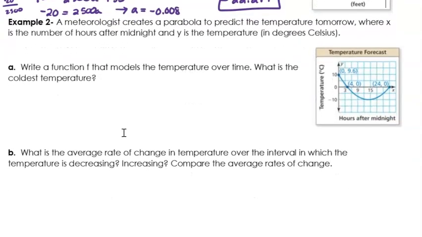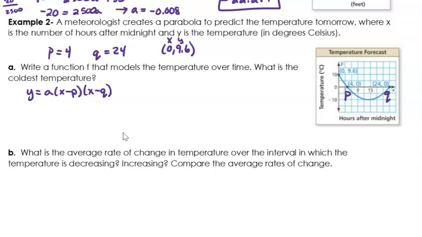Okay, on this problem, a meteorologist creates a parabola to predict the temperature tomorrow. Okay, x is the number of hours after midnight, and y is the temperature in degrees Celsius. So if you see here, we have the x-intercepts, so they are p and q. So p is 4, q is 24, and the other point that they give you that's not the x-intercepts is x and y. So since they have the x-intercepts, the equation we want to use is the intercept form, which is this formula.